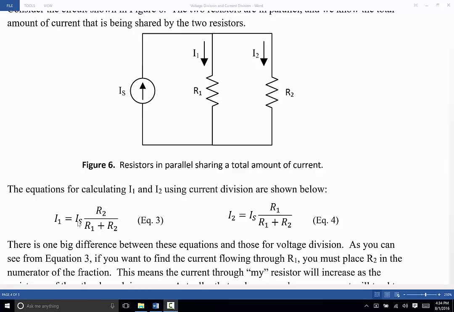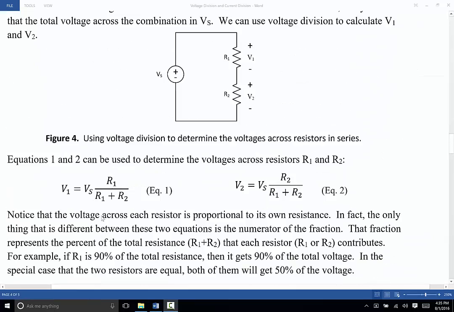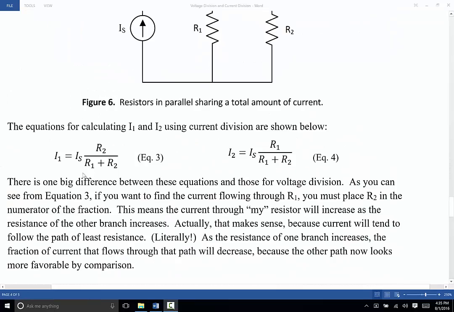Yes, there is the total current being multiplied by a fraction. That makes good sense. And the sum of the two resistors is in the denominator. But the big difference is that if you want to know the current in branch number 1, the numerator needs to be the resistance in branch number 2. That's quite different. If I flash back to voltage division, notice that V1 had R1 in the numerator. V2 had R2 in the numerator. But down here for current division, I1 has R2 in the numerator, and I2 has R1 in the numerator.